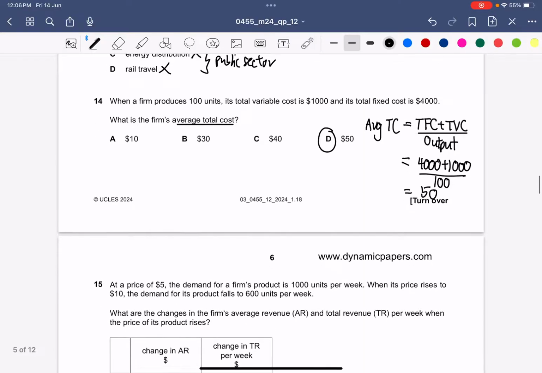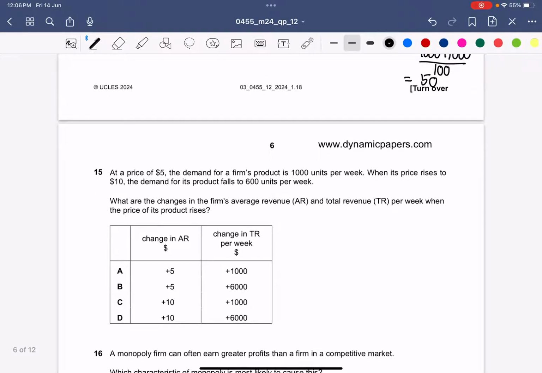Okay, let's move on to question 15. At a price of 5, the demand for a firm's product is 1,000 units per week. When its price rises to 10, the demand for its products falls to 600 units per week. What are the changes in the firm's average revenue and total revenue per week when the price of its product rises? It seems a bit complicated, but it's not. You just need to know the revenue formula is price times quantity sold.